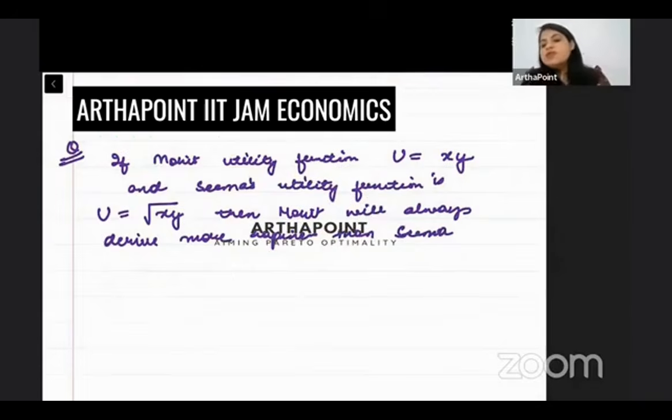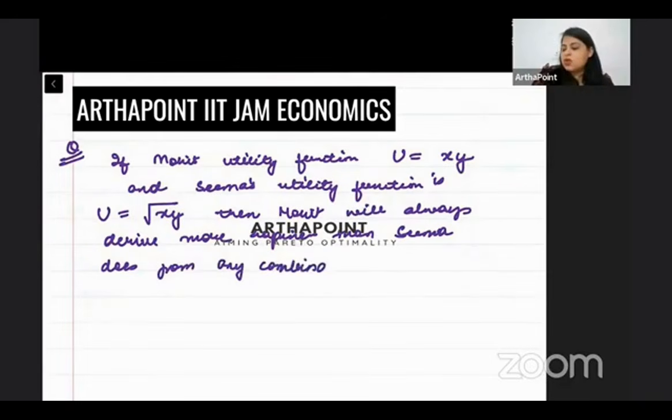So Mohit will always derive more happiness than Seema does from any combination of x and y. So beta, this is the question. You have to go ahead and try to solve this. I'm going to give you 5 minutes to solve this question. Just made up this question. So the question is, you have to tell me whether this statement is true or false.